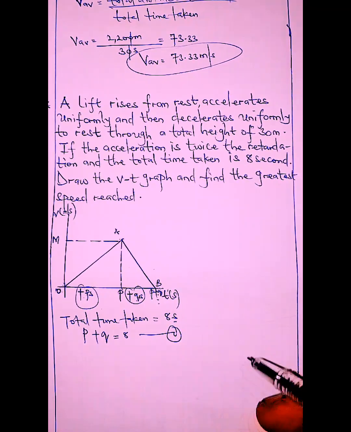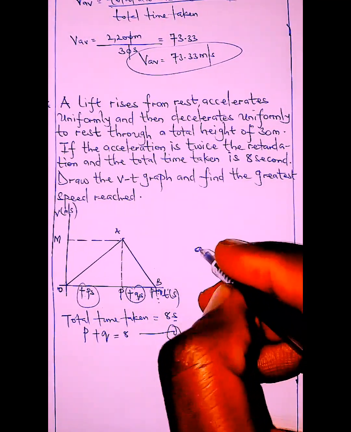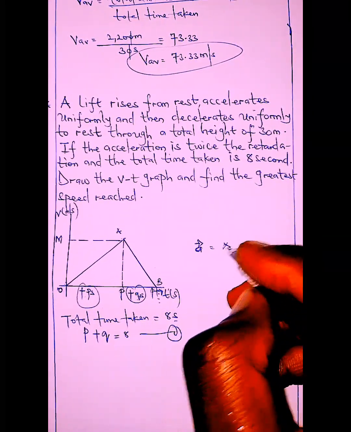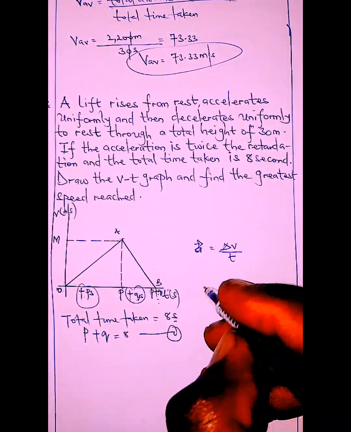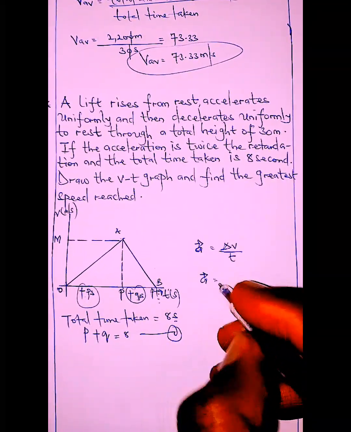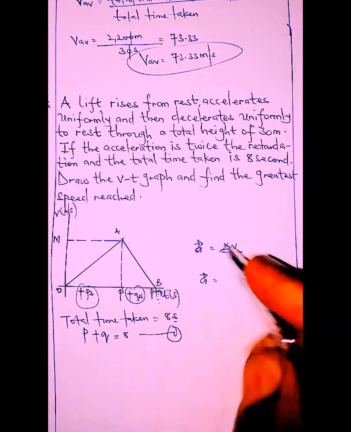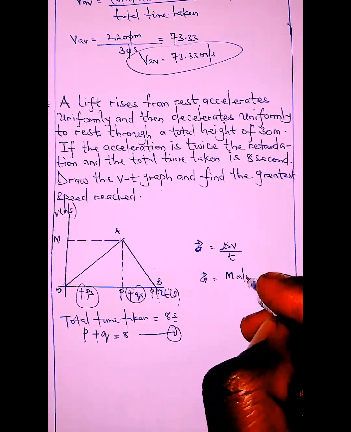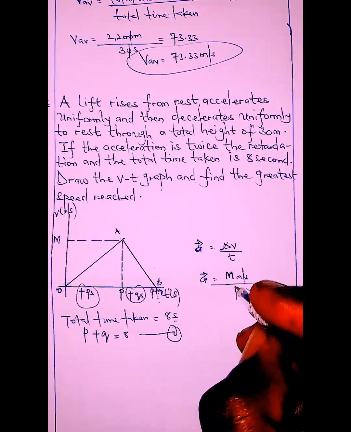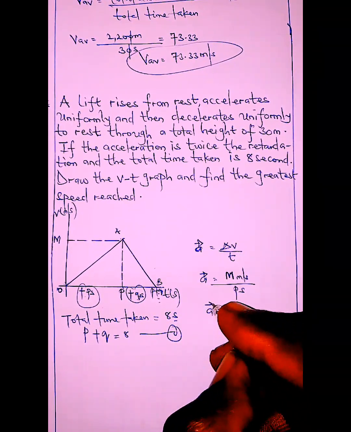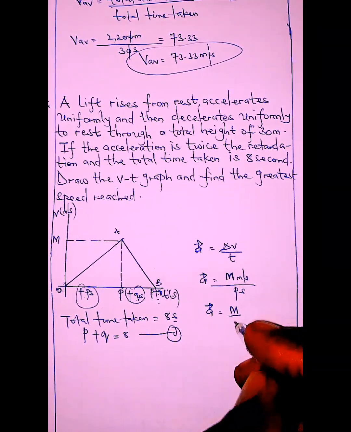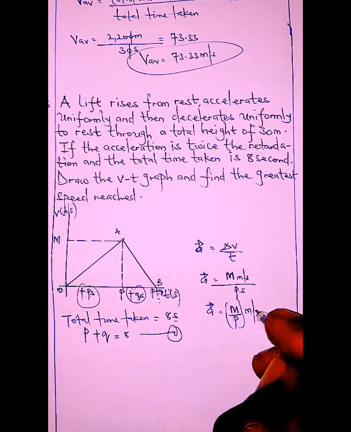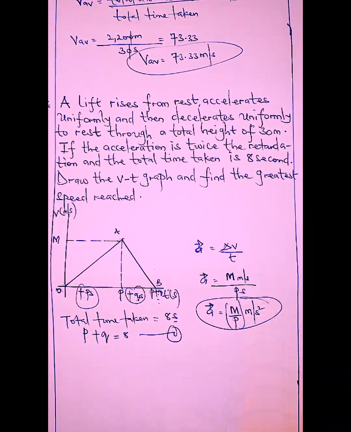Let's interpret what acceleration simply means. Acceleration, a vector quantity, is the change in velocity over time taken. The change in velocity from 0 to m is m meters per second, over the time, which is p seconds. So acceleration is m over p meters per second squared. That's what acceleration is.